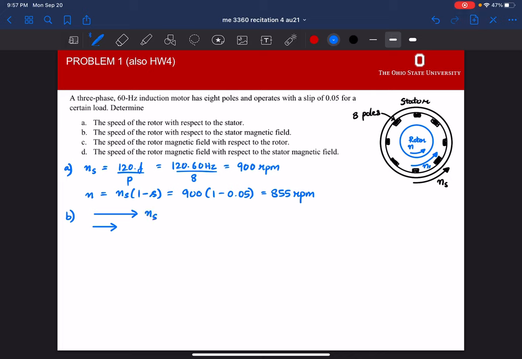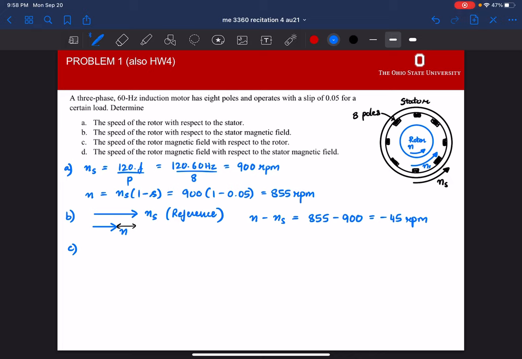So that is the stator's magnetic field, that is the speed of the rotor, and these are the two vectors, and here they're saying that I need to calculate the speed of the rotor with respect to the stator magnetic field. So this velocity here is the reference, and the value that we are evaluating is kind of this difference over here. So for this problem, it turns out to be n minus ns, and so we end up with 855 minus 900, which is a negative 45 RPM.